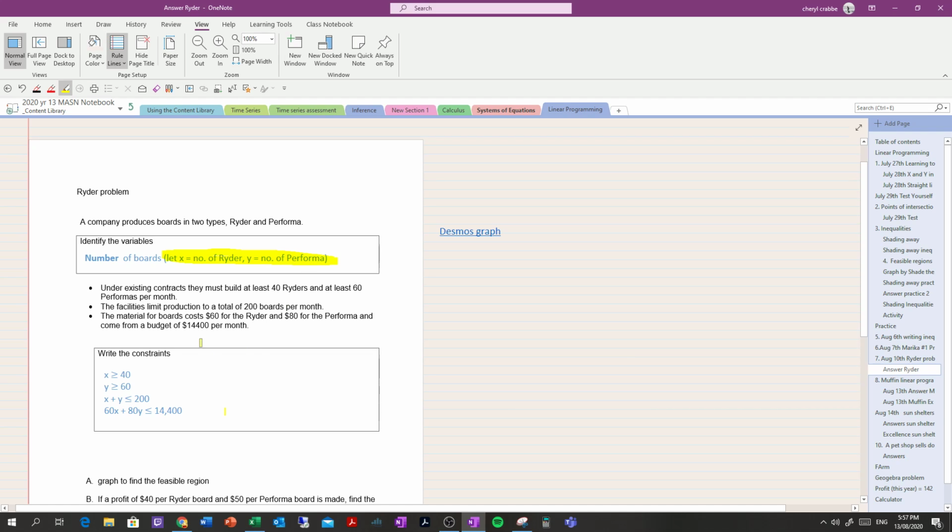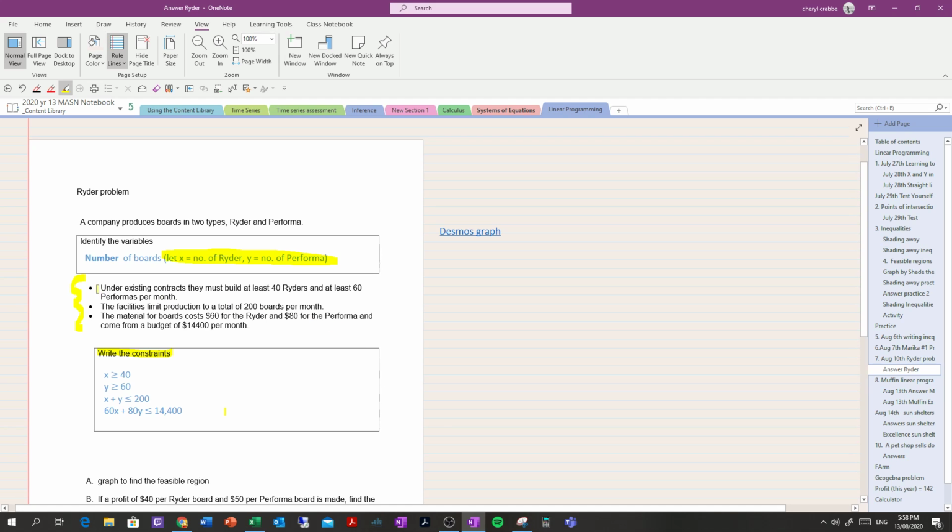Because if you read the rest of the context, they basically want to figure out how we can maximize our profit for rider and performa boards. So we do that, and then what else we have to do is write constraints. We have to identify what all the constraints are that the person is working under, so that they can maximize or minimize something. In this case, it's maximizing profit. Sometimes it's minimizing something.